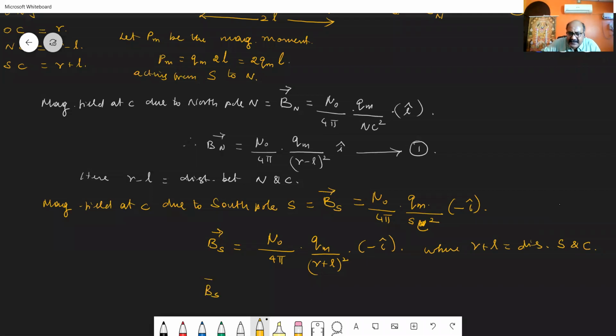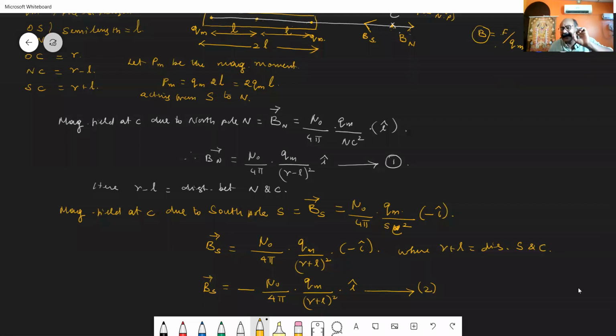I can write like this: Bs vector, the magnetic field at the South Pole, is equal to, take this minus outside, so minus of mu 0 divided by 4 pi into Qm divided by R plus L, the whole square, into I cap. Take this as equation number 2. Any difficulty?